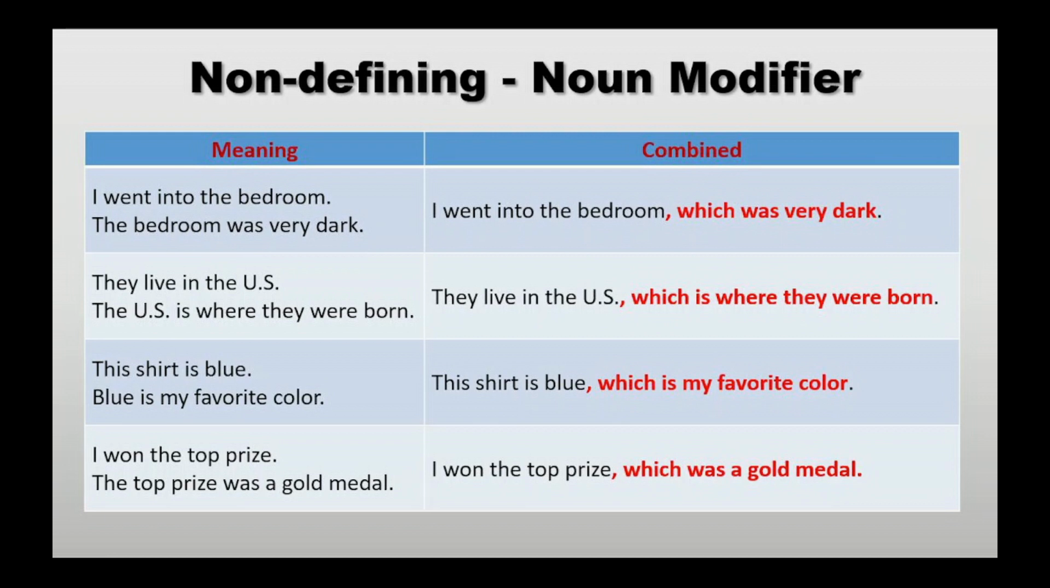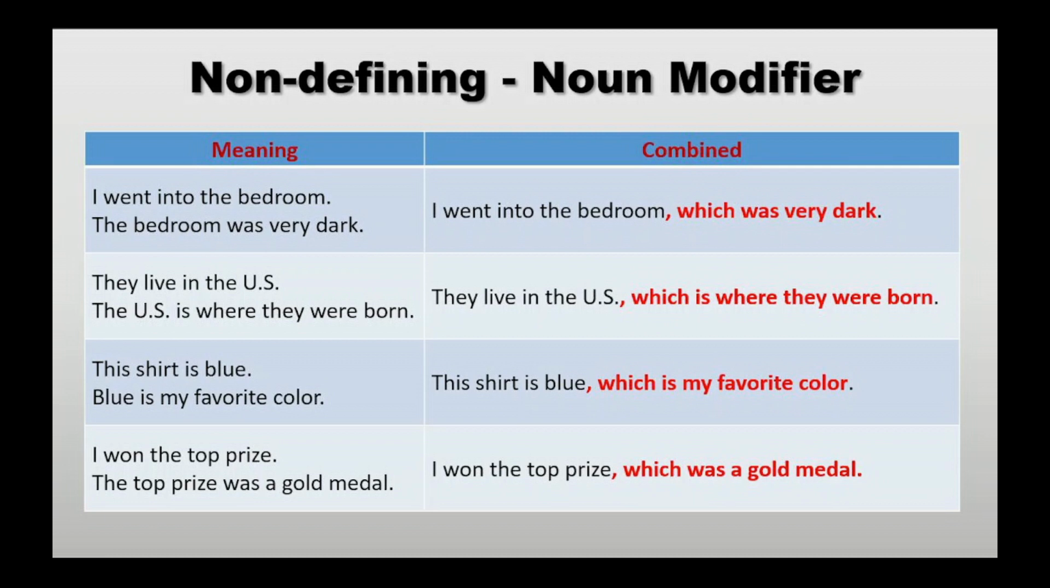Let's look at the next set of sentences. This is what I told you, like I told you before. U.S. needs no definition. It's already defined. It's a country in North America. So let's look at these. They live in the U.S. The U.S. is where they were born. Together, they live in the U.S., which is where they were born. Notice, comma, which. Once again, they live in the U.S., which is where they were born.